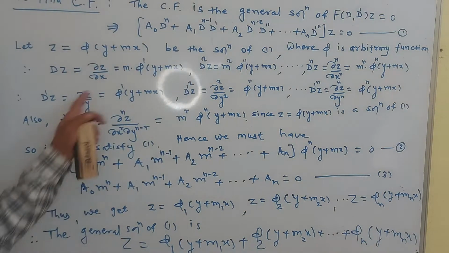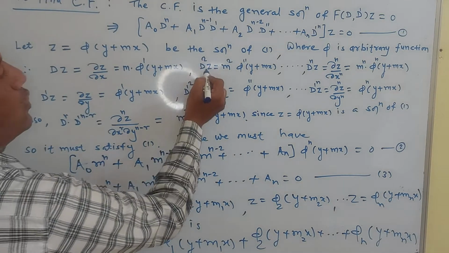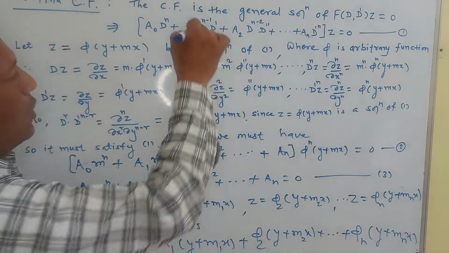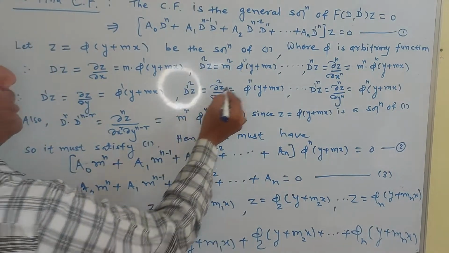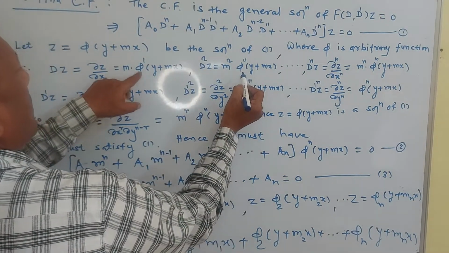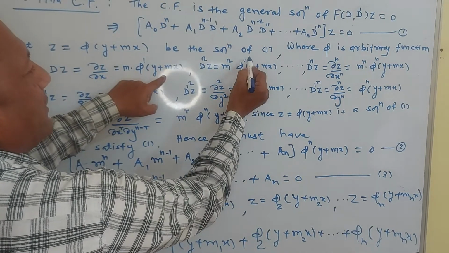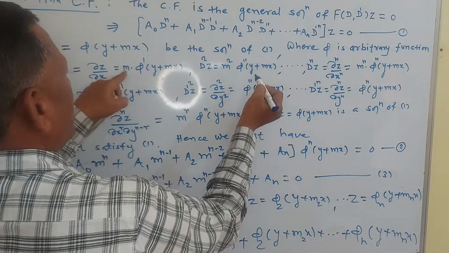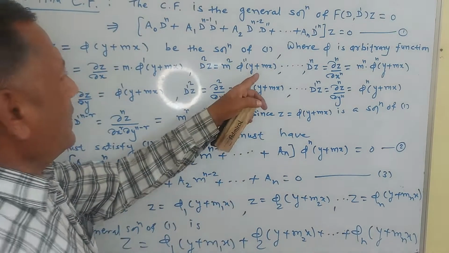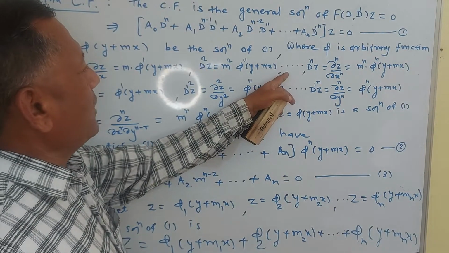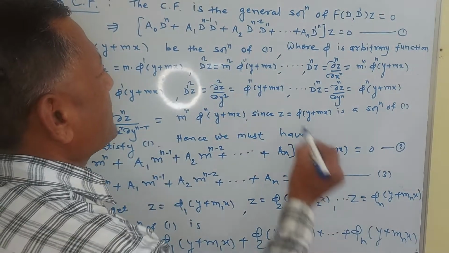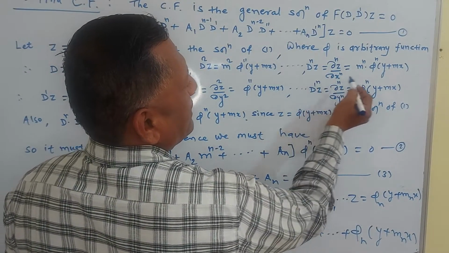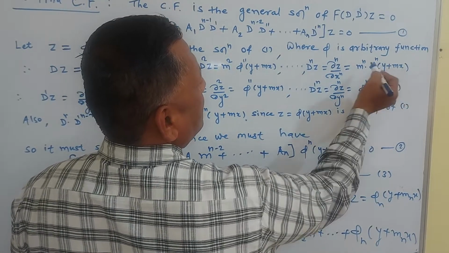Similarly, you find the second derivative with respect to x. D^2 z means del 2 z by dx square, which is the derivative of this. The derivative of phi'(y + mx) is phi''(y + mx) into the derivative of y + mx, which is m, so we get m square. Similarly, the third derivative of z with respect to x is m cube into phi'''(y + mx), and so on. The nth derivative of z with respect to x is phi^(n)(y + mx) into m raised to n.